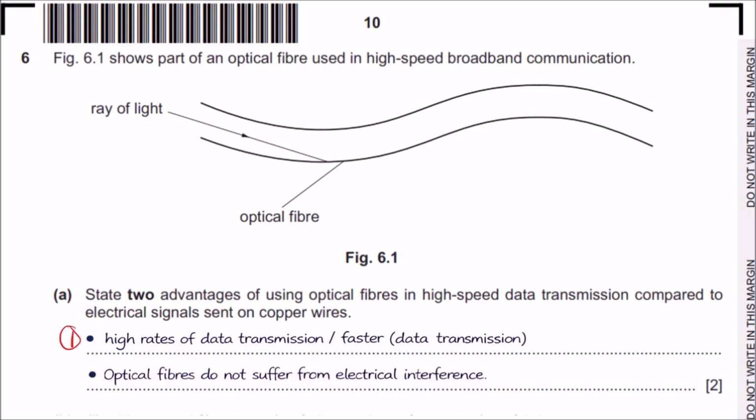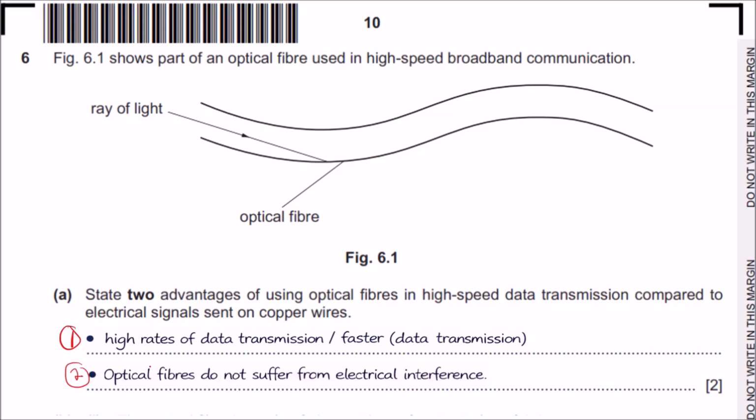They are faster in data transmission because they use electromagnetic waves which move at very, very high speeds, so they can transfer data at very high rates. Number 2, optical fibers do not suffer from electrical interference. There is no interference in the fiber because the core is protected by the cladding, and it's TIR throughout the fiber, so we're not going to have interference.